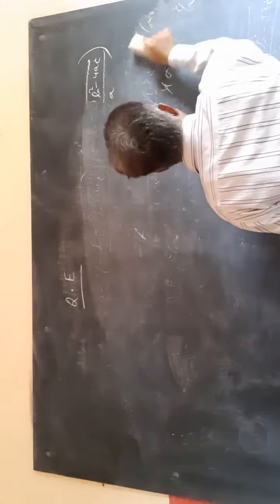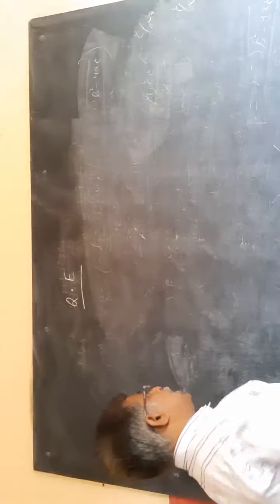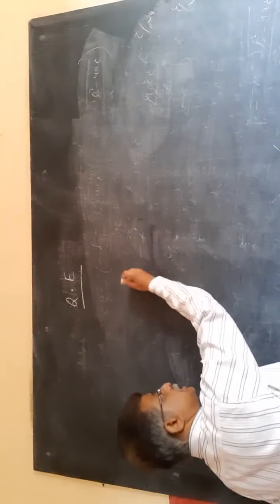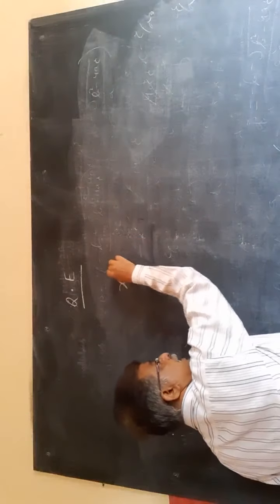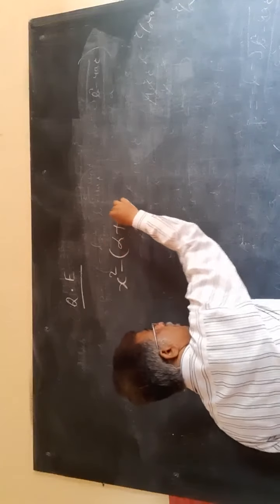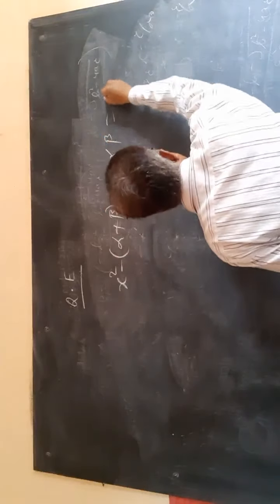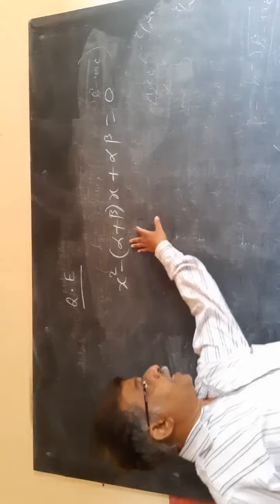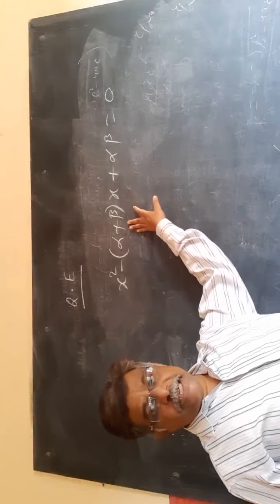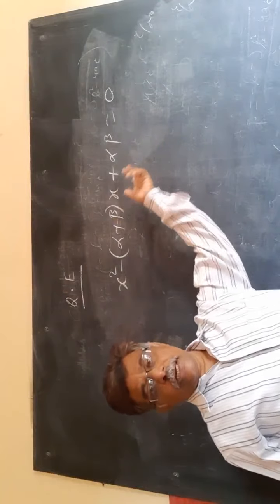If alpha, beta are the roots of the equation, then the equation is always x square minus (alpha plus beta) into x plus alpha beta equal to 0. If you rewrite it back, we got alpha plus beta is minus b by a. This is c by a. Substitute, what do you get? That only.